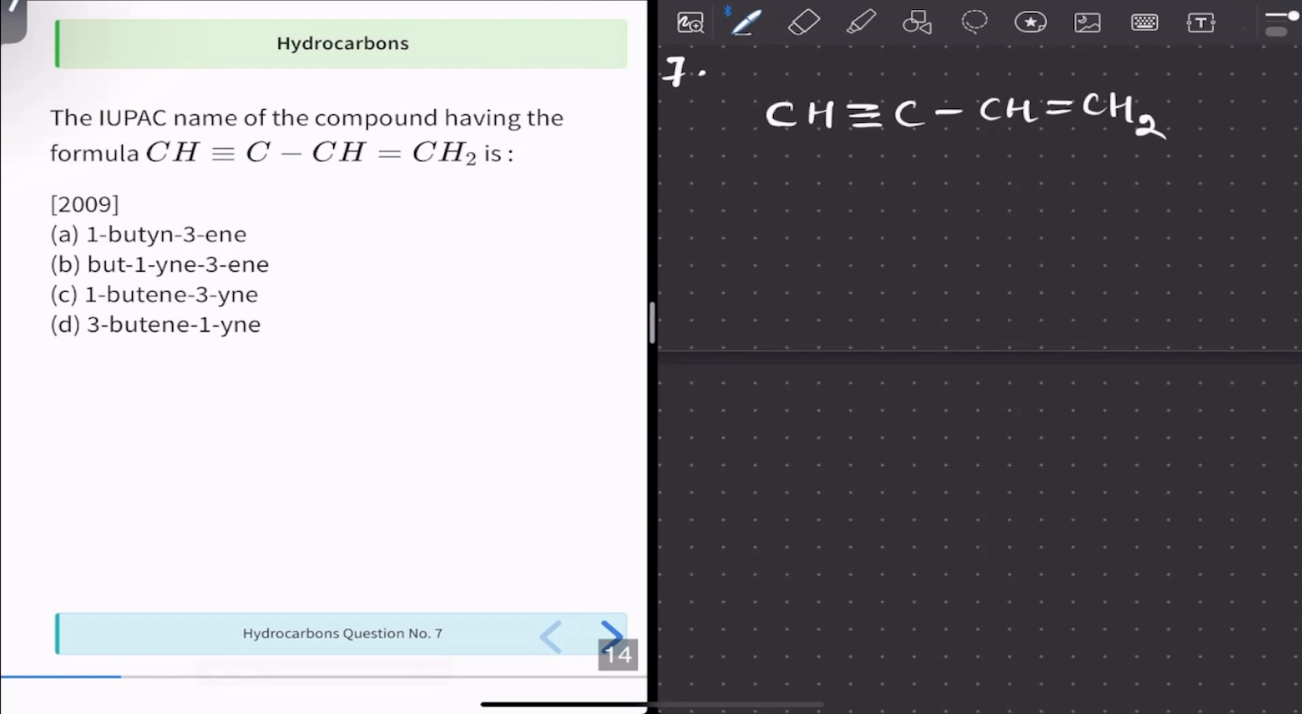Okay. So here no principal functional group is present, but a double bond and a triple bond are present. For double bonds and triple bonds, YNE means alkyne, and double bond means ENE. If in a molecule both double bonds and triple bonds are present, we have to consider the molecule as an alkyne. Okay.